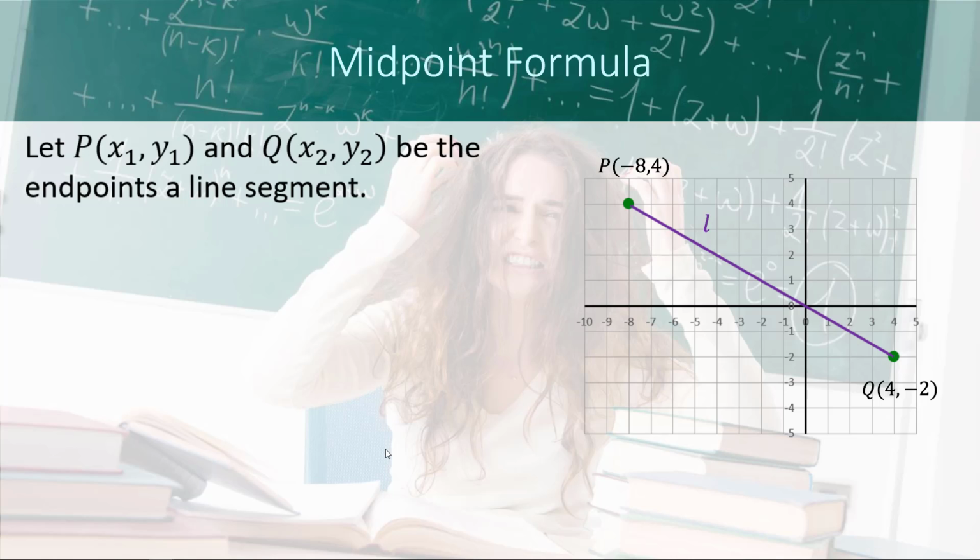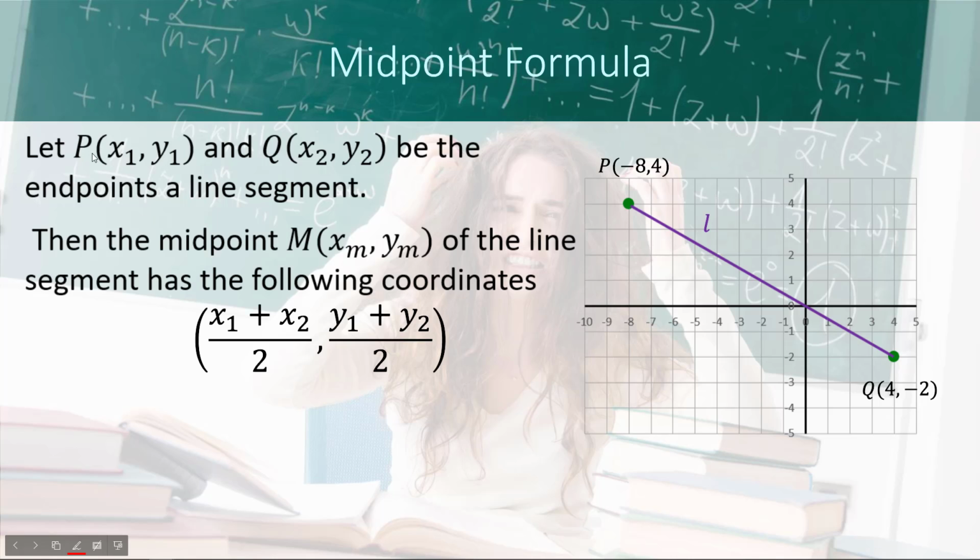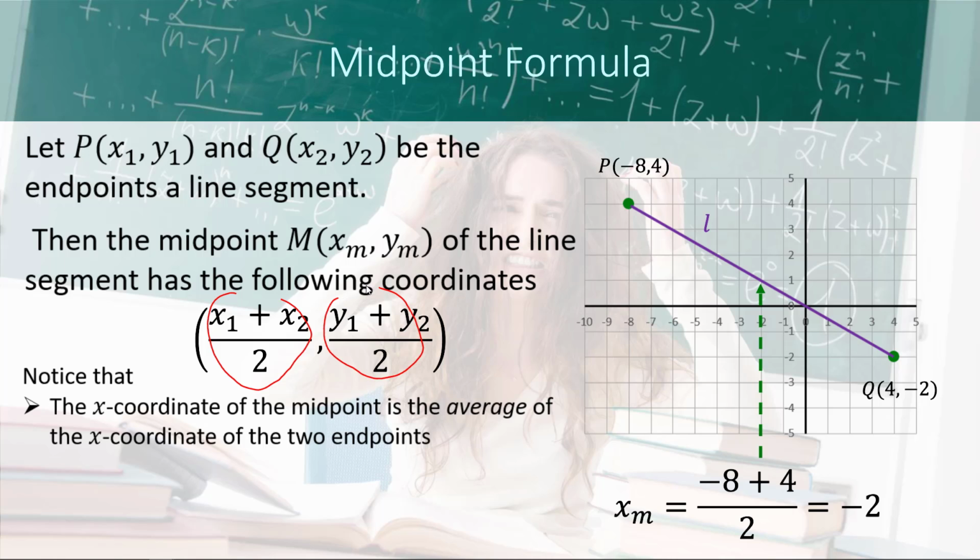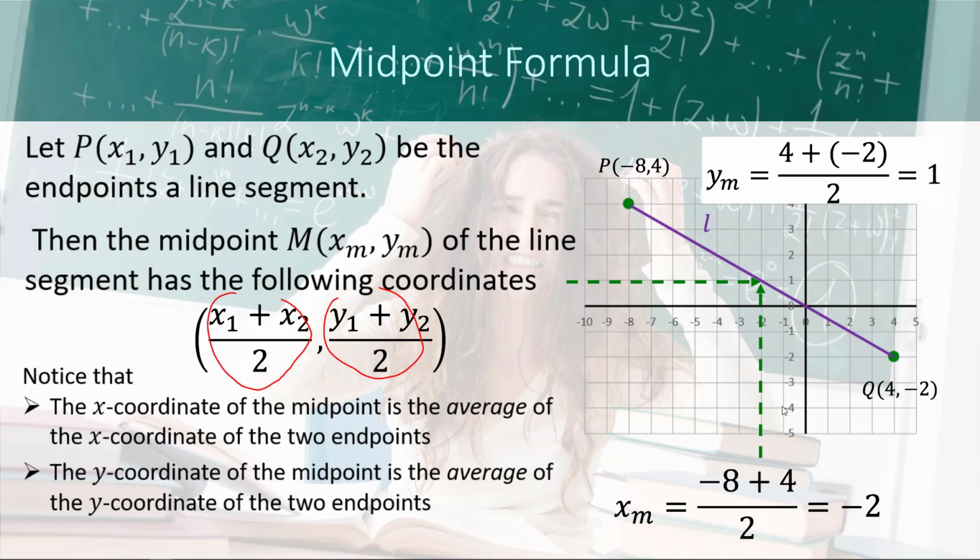Okay, next we have the midpoint formula. Let's let P and Q be the endpoints of a line segment with these two coordinates. Then the midpoint of this line segment will have the following coordinates. The x-coordinate will be the average of the two x-coordinates, and the y-coordinate will be the average of the two y-coordinates. And that's pretty much all there is to it. So in this case, the x-coordinate is going to be the average of -8 and 4, which is -2. And the y-coordinate is going to be the average of 4 and -2, which happens to be 1.